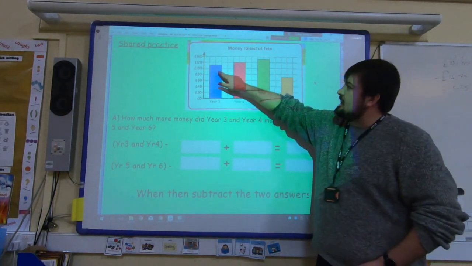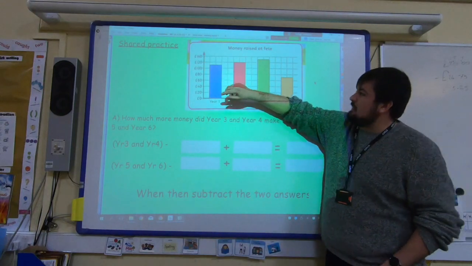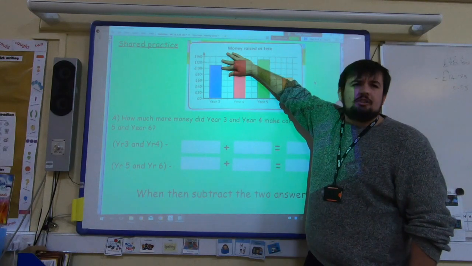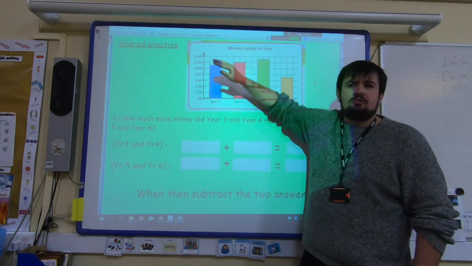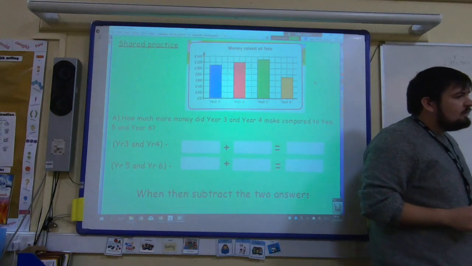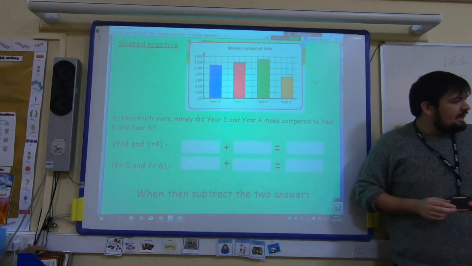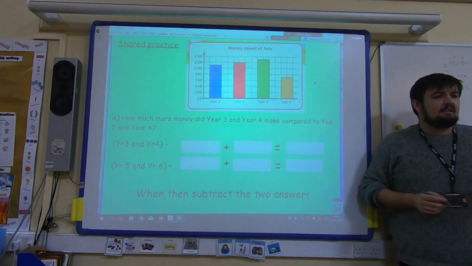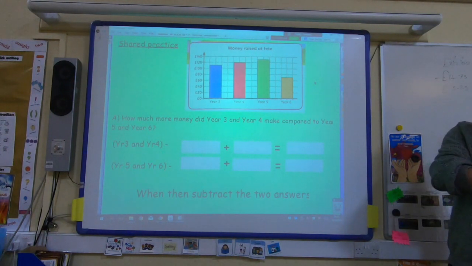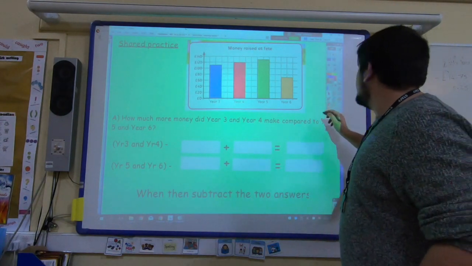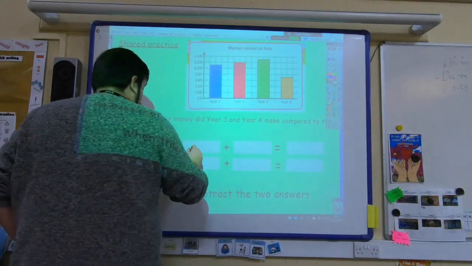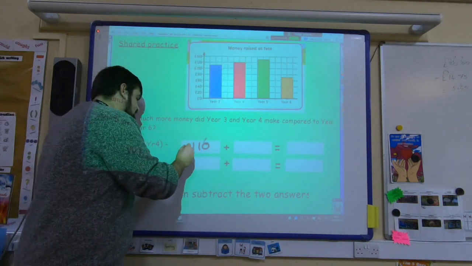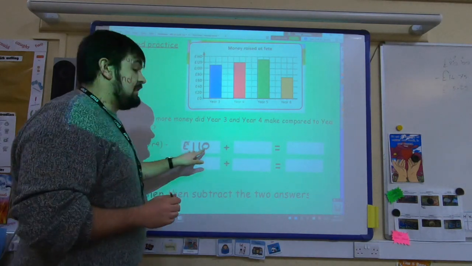How much did year 3 make? Someone tell me, how much did year 3 make? Because the top of my bar isn't actually on the hundreds, but then it's not on 120. It's halfway between 100 and 120. Well, what number comes halfway between 100 and 120? Ellie Mae? 150. Not 150. 110. Good boy. And what have I got to make sure it's got at the start? 110 pounds, because we're working in money. Good. So that's year 3's money.